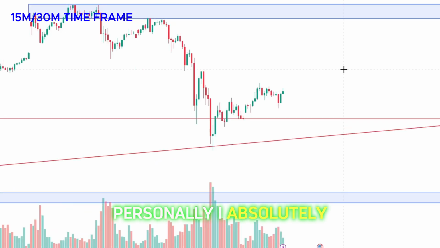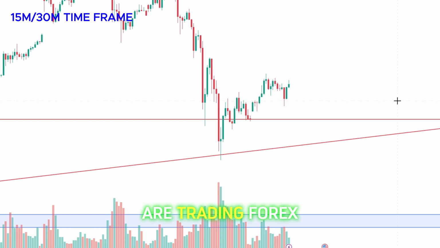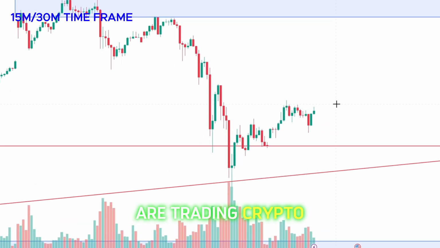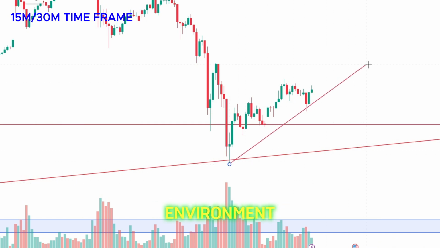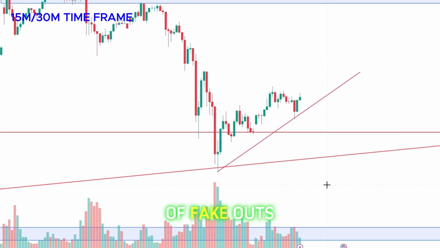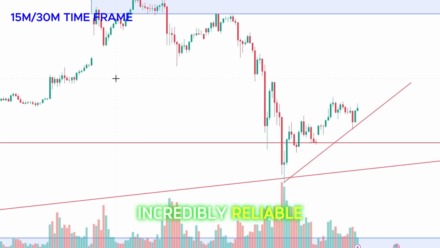Personally, I absolutely love the 15-minute and 30-minute charts, especially if you are trading Forex or if you are trading crypto. Why? Because they provide a highly stable environment. The 1-minute chart is full of fakeouts and noise, but the 15-minute chart is incredibly reliable for identifying your exact entry rate and executing the trade perfectly.